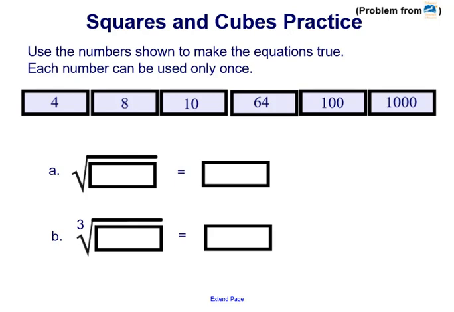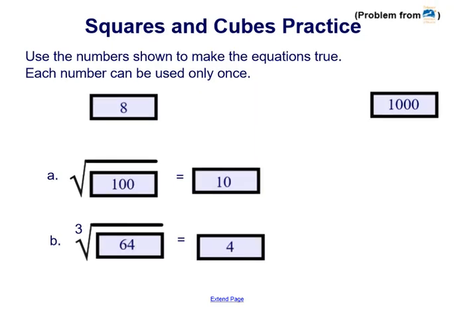So we can click and drag these numbers so that A is talking about the square root of something equals something, and then B is talking about the cube root of something equals something. And again, we want the equation to be true. So you can play around with the numbers and think about maybe taking the square root, see if we have any perfect squares, see if we have any perfect cubes, and then see if what they would equal if those answers are there as well. Keeping in mind, again, you can only use each number once.